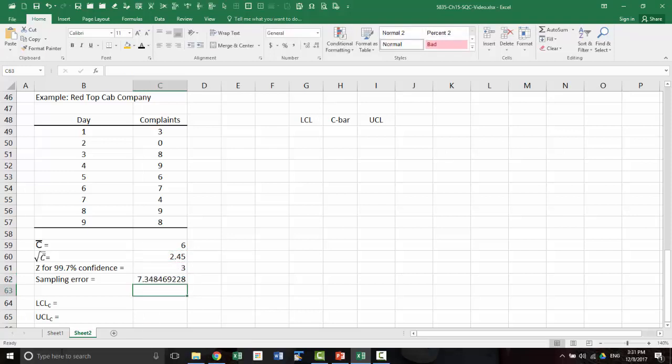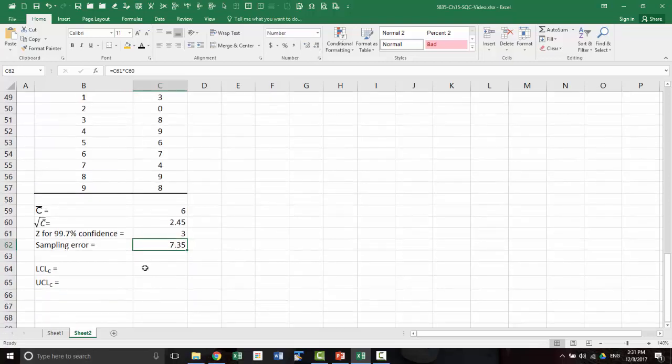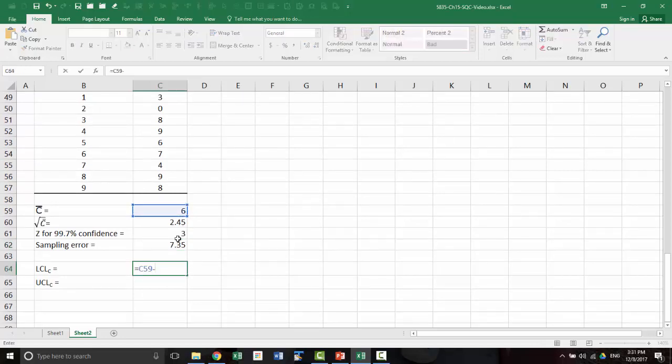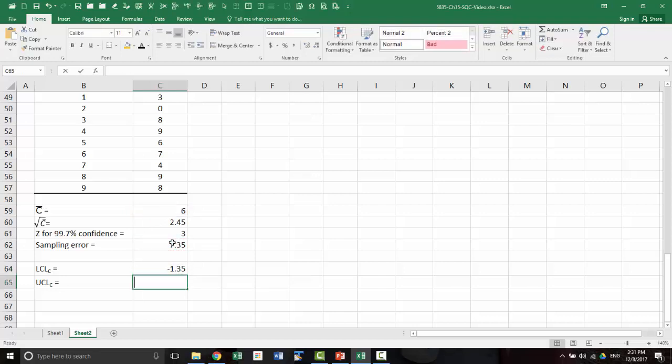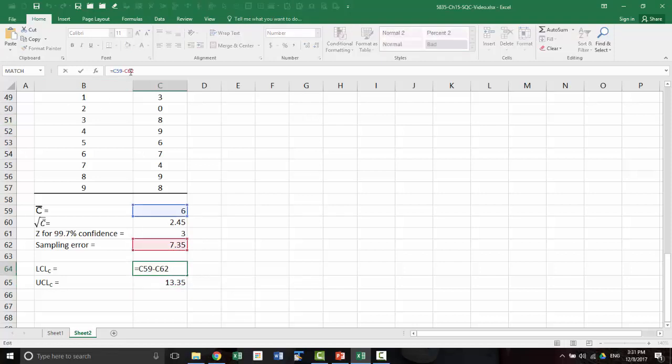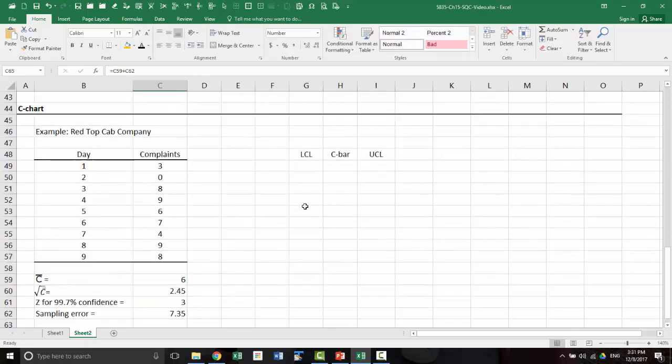That will give us the sampling error or margin of error. The terminologies differ sometimes. Some people use sampling error, some people use margin of error. And then C bar minus margin of error gives you the lower control limit. C bar plus margin of error will give you the upper control limit. Once again, we need to use max of that or 0, whichever is larger, because we can't have negative values.